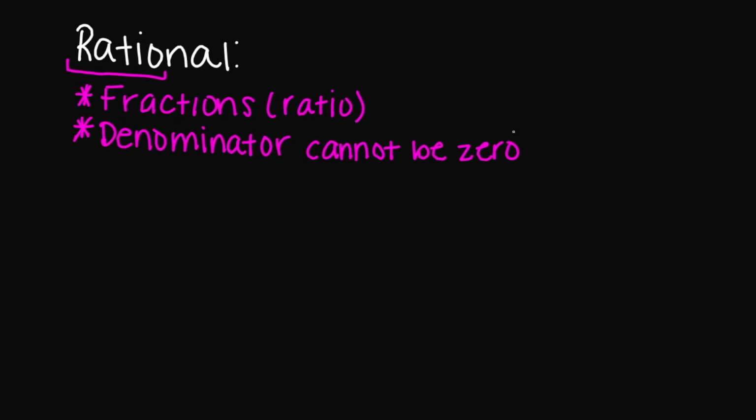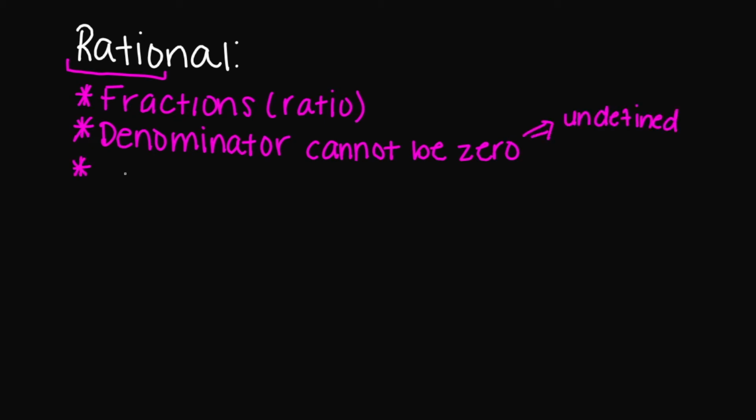Next, we have rational numbers. Now, when you look at the definition of a rational number and look at the word itself, it says rational, so ratio. That means that any number that can be written as a fraction or a ratio is a rational number. So we're going to add a note and we're going to say fraction or ratio. And remember, if you are looking at fractions and ratios for rational numbers, always remember that your denominator cannot be 0. Because if your denominator is 0, that means that it's going to be undefined.